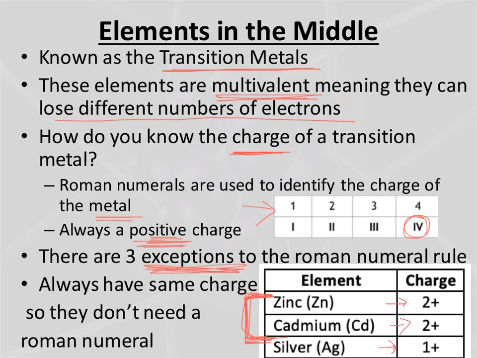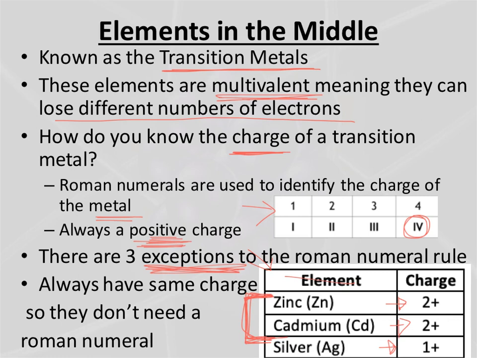So there are 3 that we're going to deal with. There are actually more than 3 in the middle of the periodic table that only have 1 charge, but these are the 3 that we're primarily going to be dealing with. You don't have to memorize their charges because they're on the bottom of your polyatomic ion sheet. If you flip your periodic table over, there's a polyatomic ion sheet. In the bottom right corner is this little chart, and it tells you the charges.